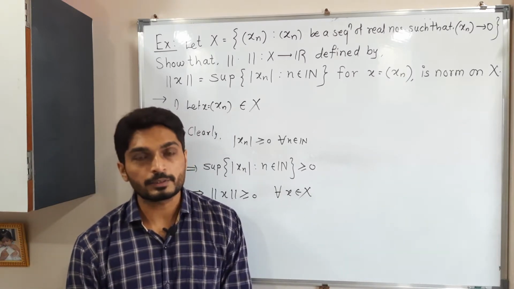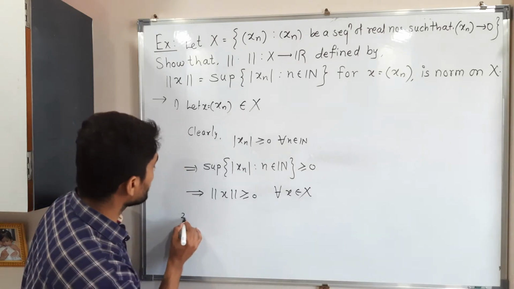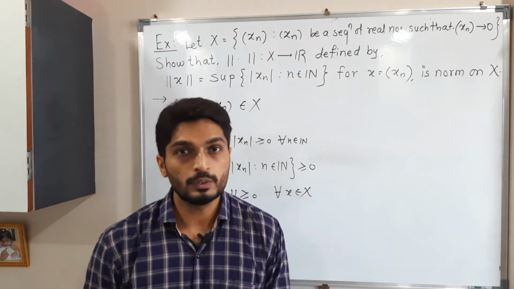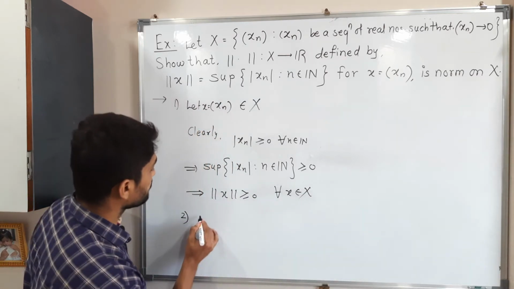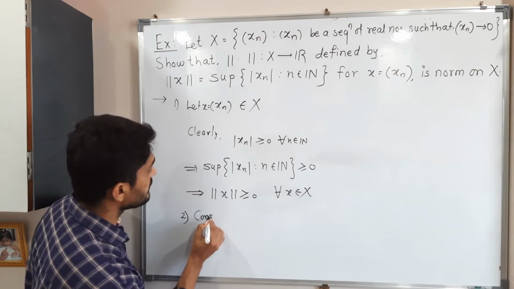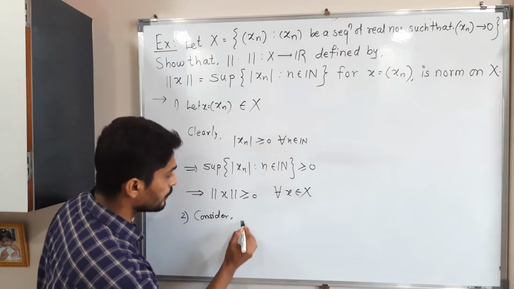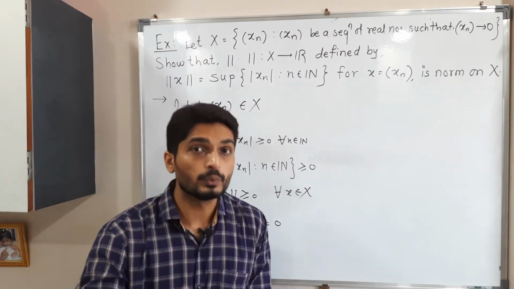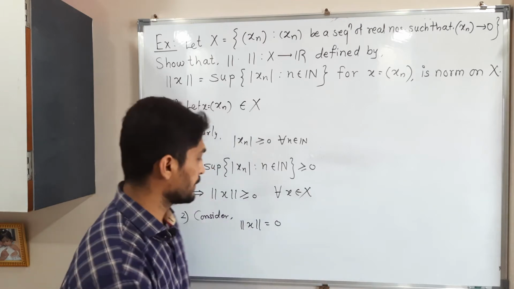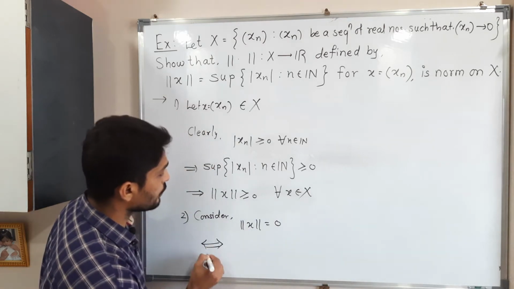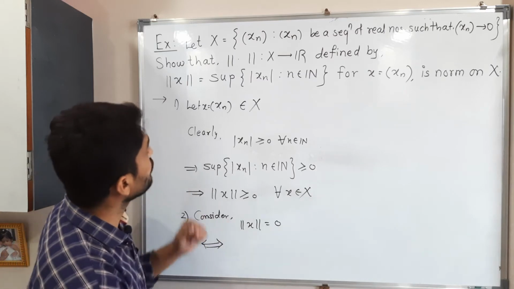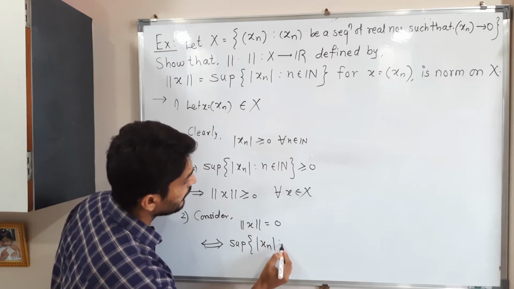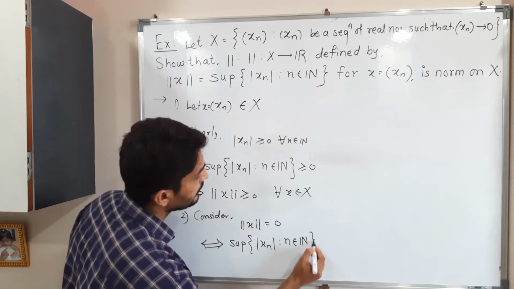Do you know what is the second condition? Can you tell me what is the second condition? The second condition is norm x is equal to 0 if and only if x is equal to 0, right? So let us start with, so consider norm x is equal to 0. I'm considering it is equal to 0, and finally we have to prove x is also equal to 0, right? So if and only if. So let us go with the definition. What is the definition of norm x?